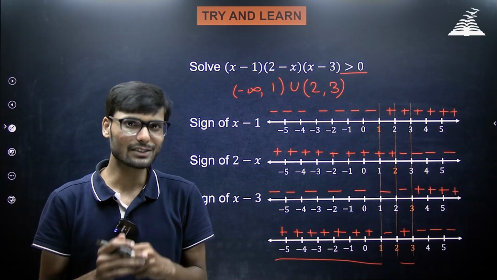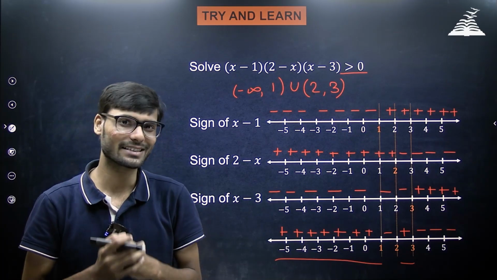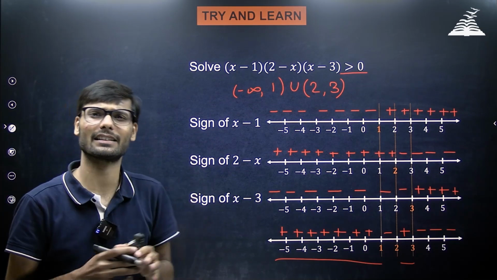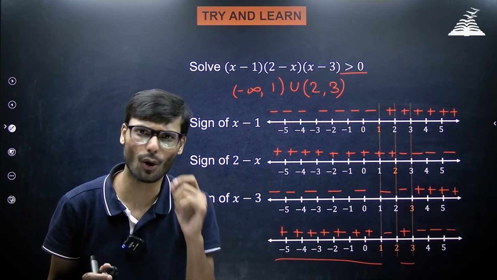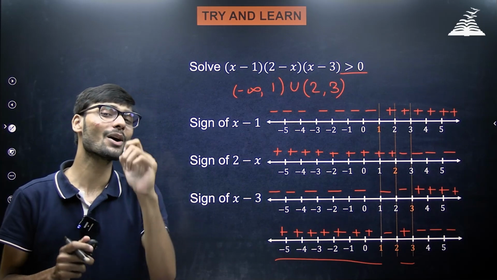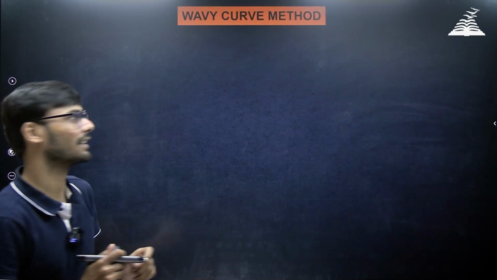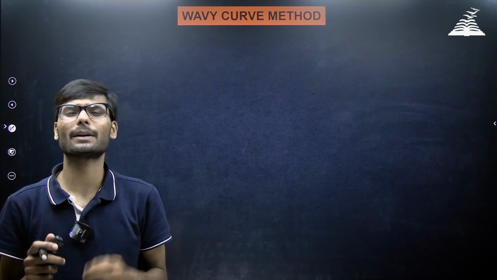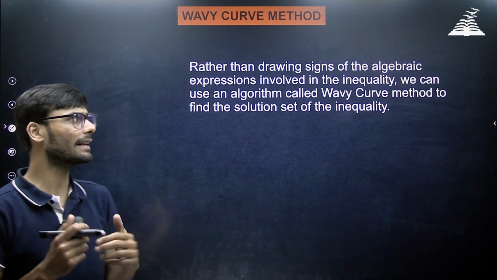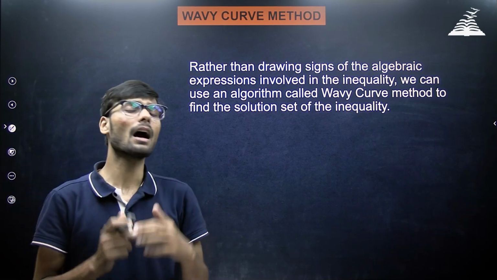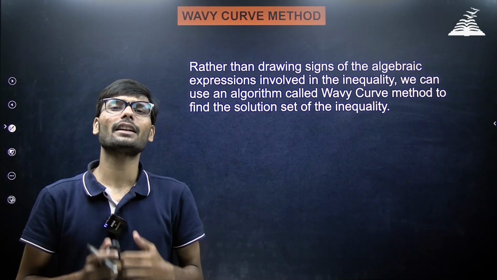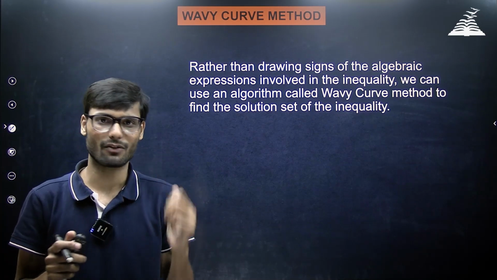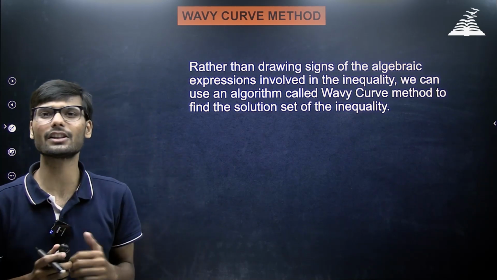Now let us talk about something very interesting. Instead of plotting the sign of x minus 1, 2 minus x, x minus 3, we could have applied a shortcut method known as the wavy curve method. What method is it? It is basically a shortcut method, an algorithm that can help us in solving an inequality that involves polynomials or rational functions. Okay, it's a very efficient method.